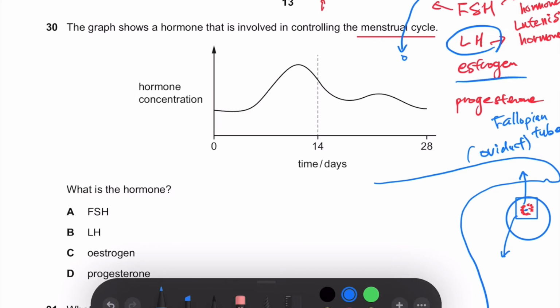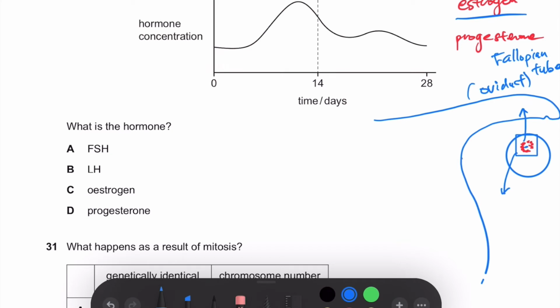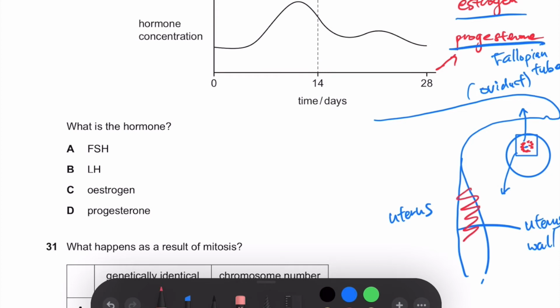And estrogen, the function of estrogen is to thicken the uterus, the wall of the uterus actually. This is the uterus wall. And the function of progesterone is to maintain the thickness of the uterus wall.